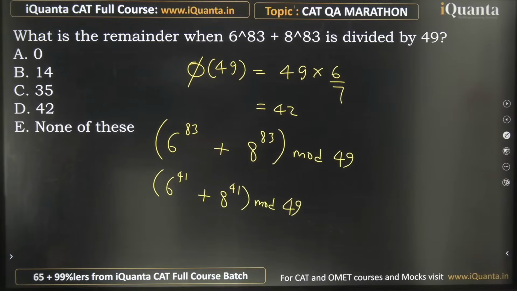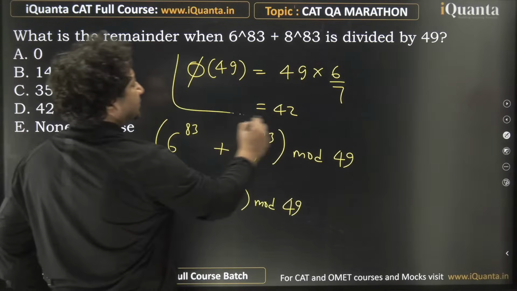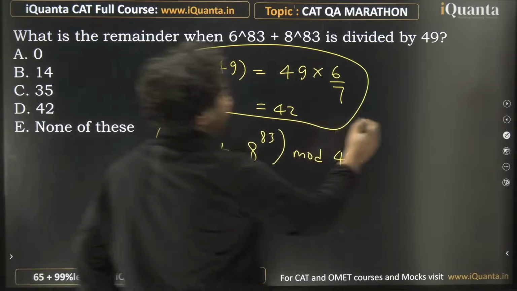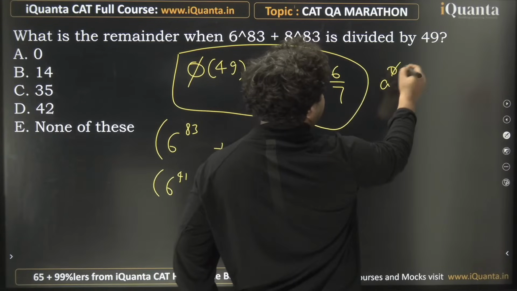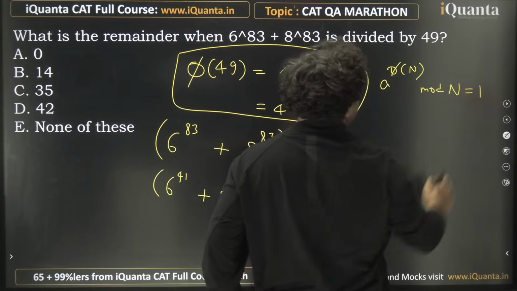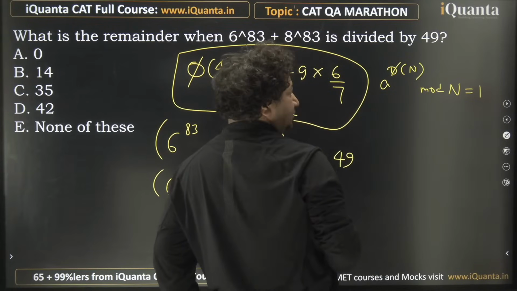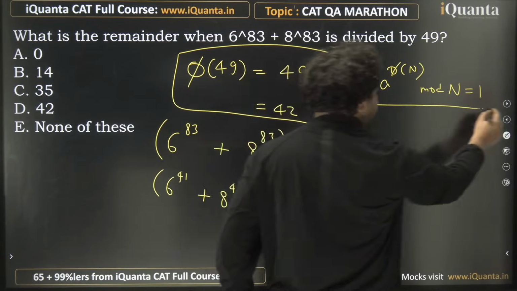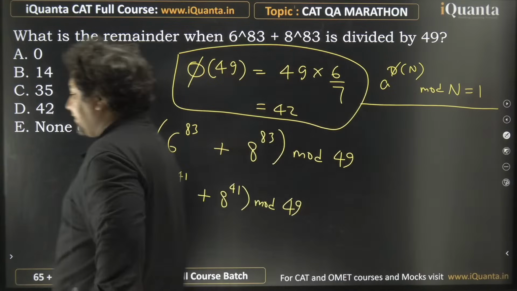अब क्या करें? फर्स्ट स्टेप क्या किया? प्रीति भूल गई तुम नंबर सिस्टम. What is Euler's totient function? A to the power phi of n mod n is equal to 1. है याद? Where a and n are co-prime.